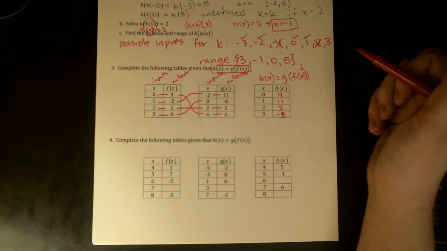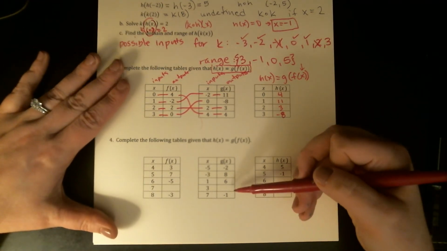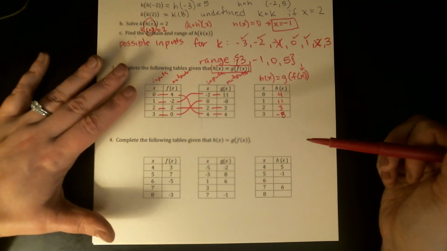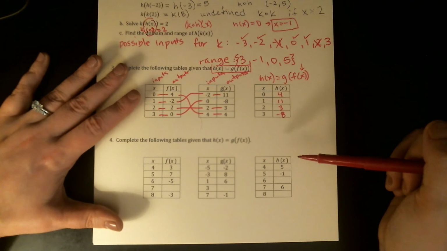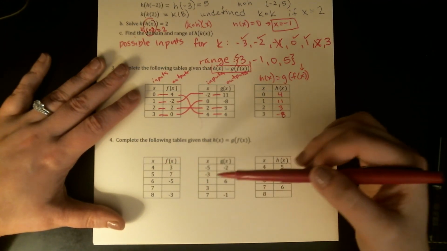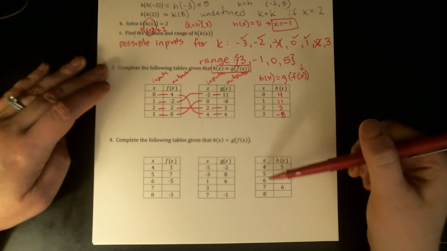So this one is a little trickier because I've left out not just outputs of h, but also one output of g and one output of f. So we have to work between all three tables to figure them out. I can't just go x to f of x and then plug that into g of x. So I'm just going to start working my way down this list anyways.